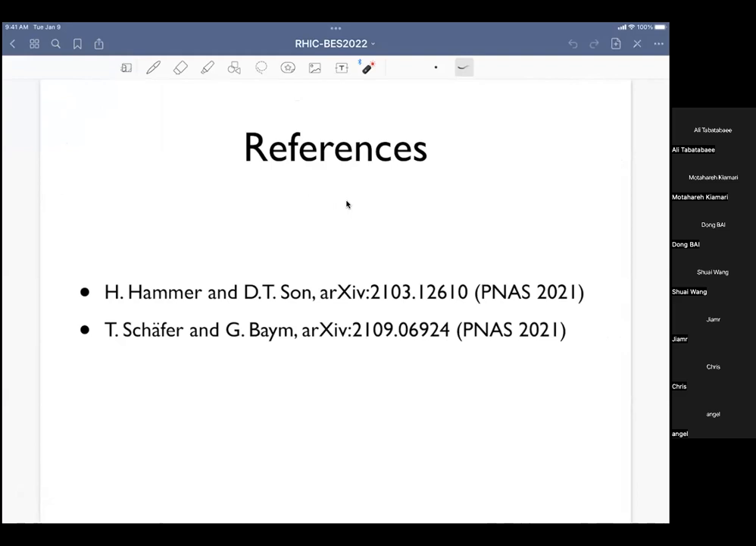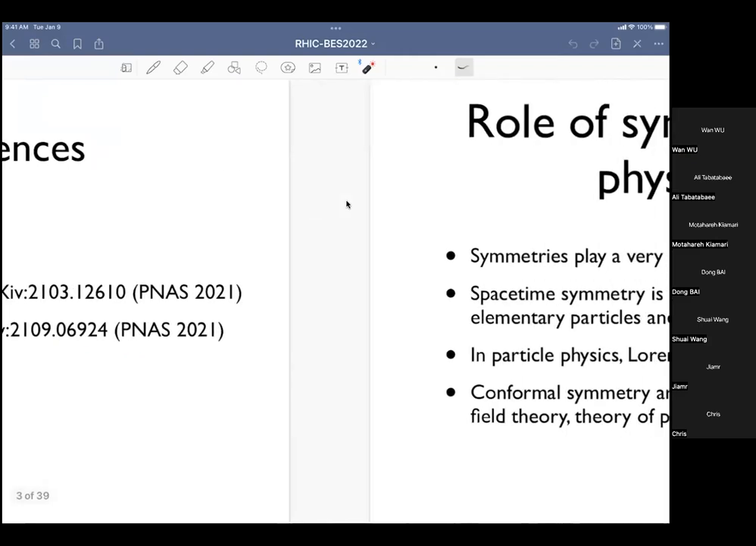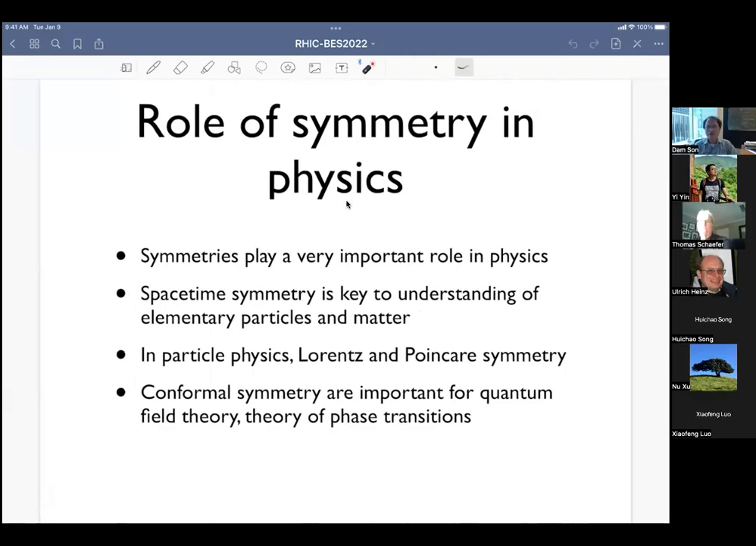This talk is going to be based mostly on the paper that Hans Hammer and I wrote last year, and there is a very nice introduction to the physics that we are concerned about in this article by Thomas and Gordon Baym that I enjoyed reading. They put our work in a much larger context of different kinds of physics. So let's first talk about the role of symmetries in physics. Obviously, we know that symmetries have been playing a very important role in many subfields of physics.